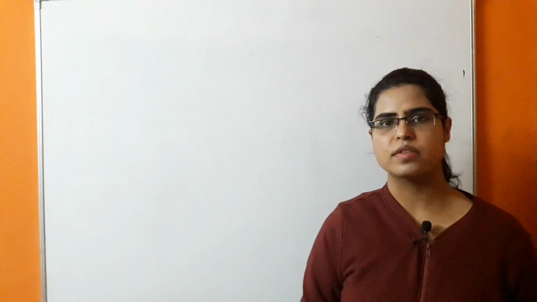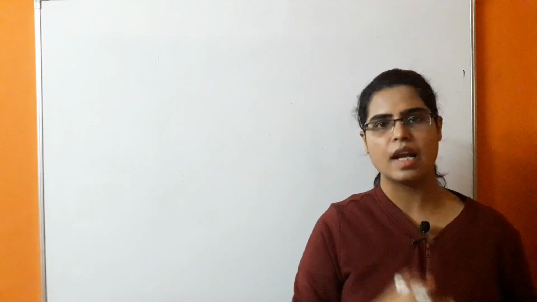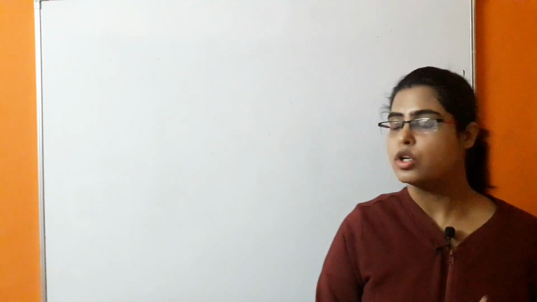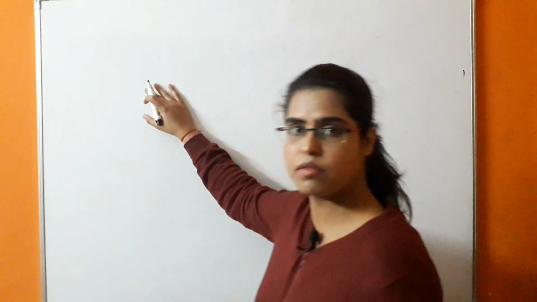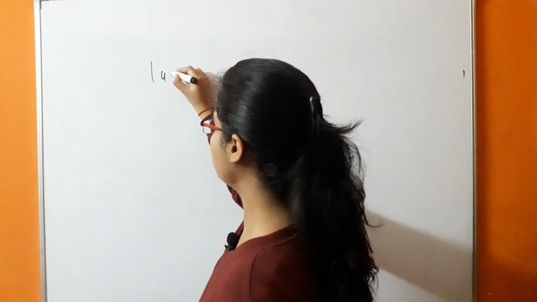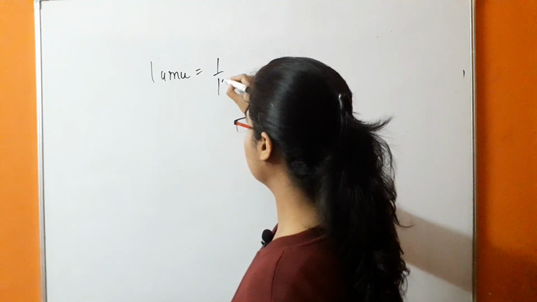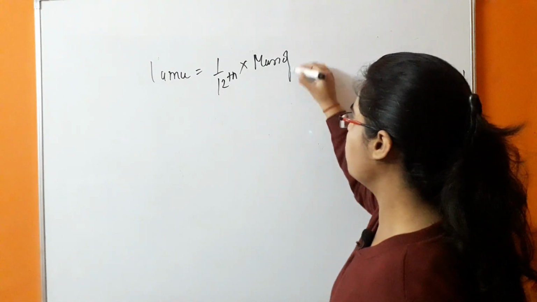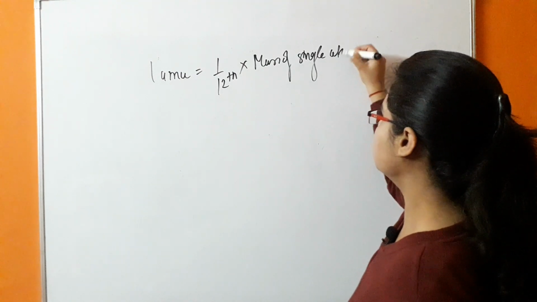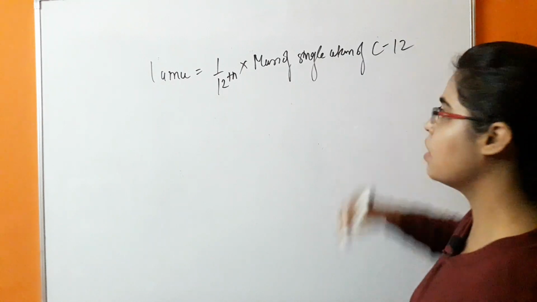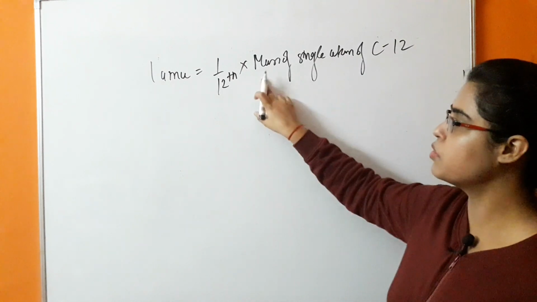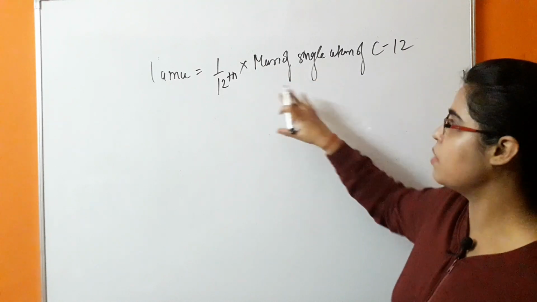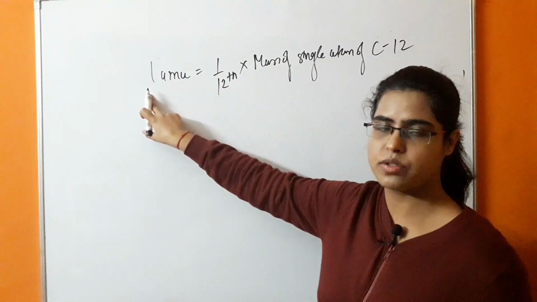By using the mole concept, we can calculate the mass of a single atom of carbon, by which we can calculate the actual mass of 1 AMU. So what is happening in this case? First of all, what is the formula of 1 AMU? 1 AMU is equal to 1/12 of the mass of a single atom of carbon 12 isotope. So first of all we have to find out the mass of a single atom of carbon 12 isotope. By putting the value we can find out the actual mass of 1 AMU.